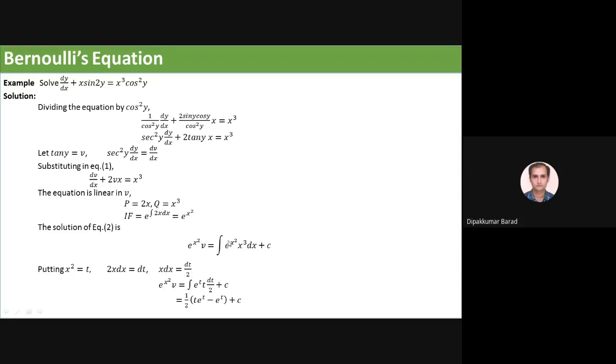Now here we have to consider x square equal to t, so I get 2x dx equal to dt, and then x dx equal to dt by 2. So which I have put here, e raised to t, and then this x square again t, and then x dx which is dt by 2, and then 1 by 2 which I have taken common, and the integration of e raised to t into t, which I have found by integration by parts. And which I get t e raised to t minus e raised to t. Is it clear for everyone?